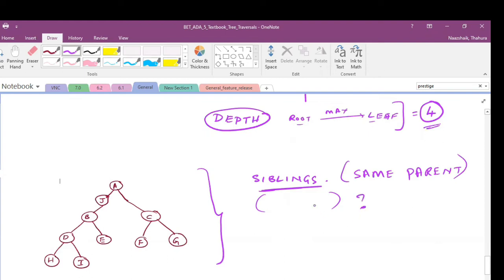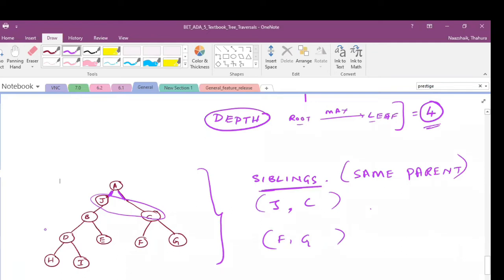J is. Okay, J. J is sibling of? J and what is sibling? C. Correct. J and C are siblings because they belong to the same parent. Correct. Can you give me one more example? F, G. F and G are siblings. Perfect. You understood what sibling is. Okay.